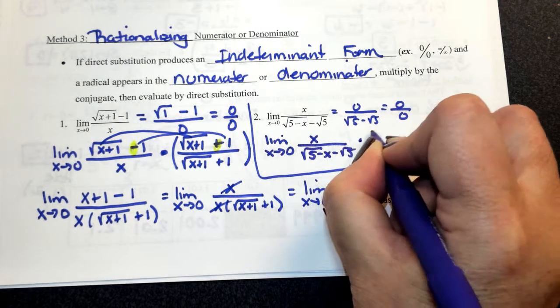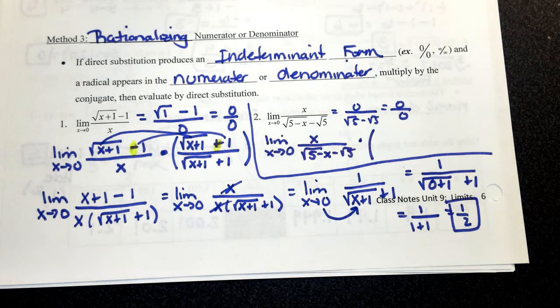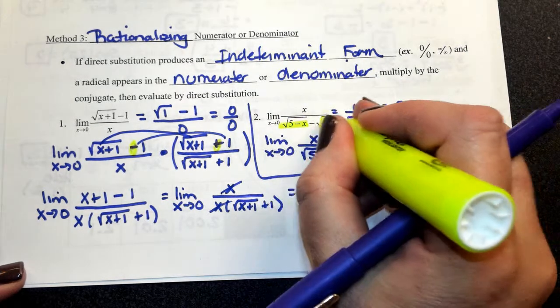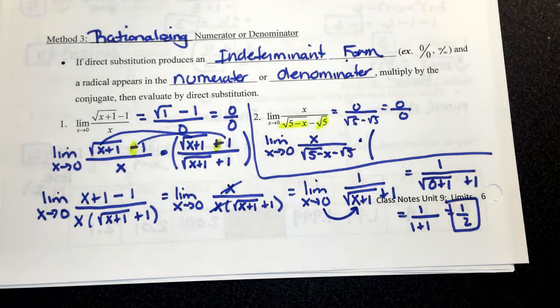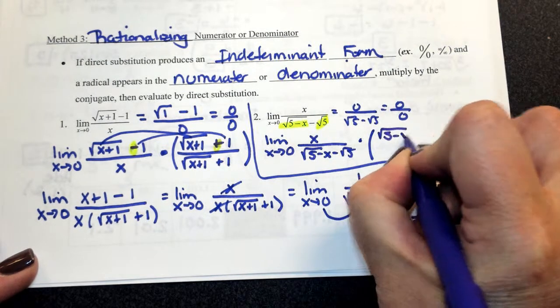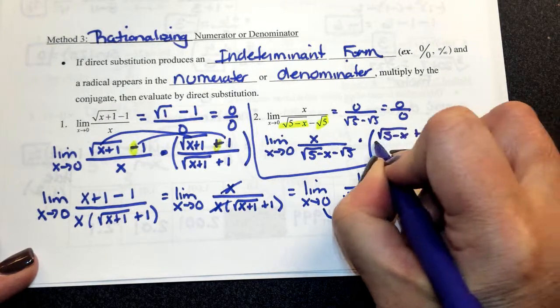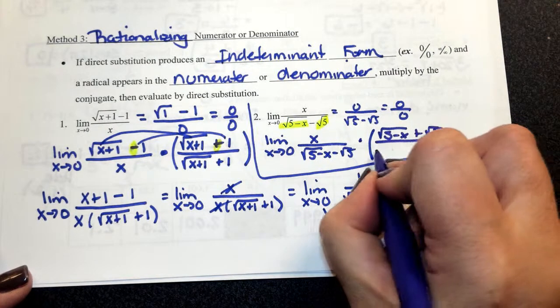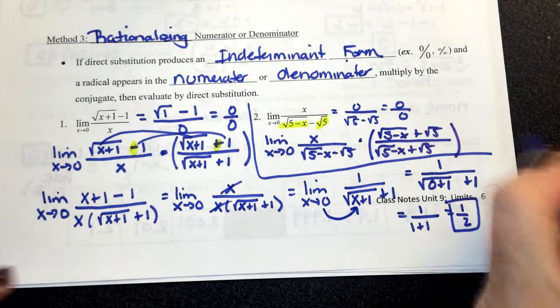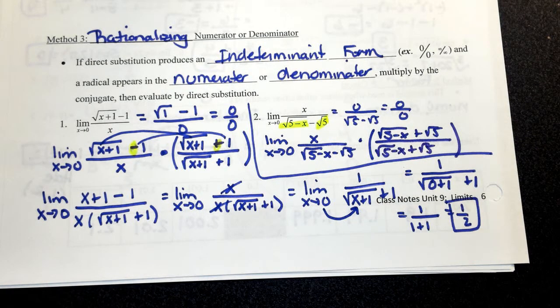What is the conjugate of the denominator going to be? What is the conjugate of this denominator? Again, remember, this is one term. The square root of 5 minus x is one term. Square root of 5 is another term. So what's the conjugate going to be? Exactly. Square root of 5 minus x plus square root 5. So that's your conjugate.